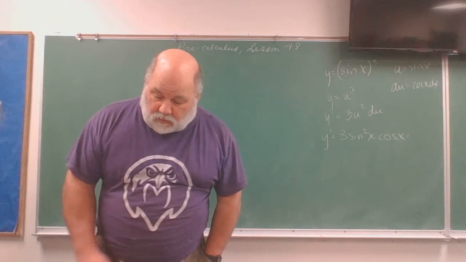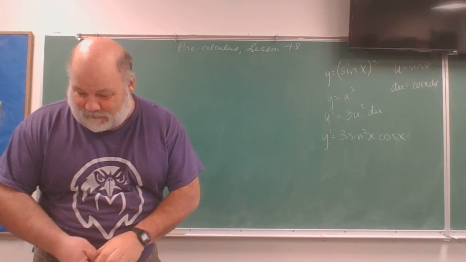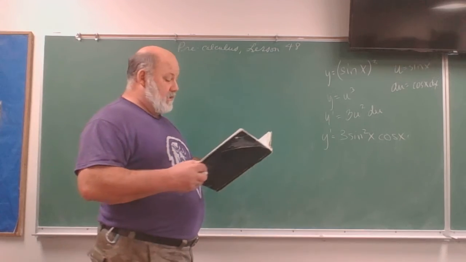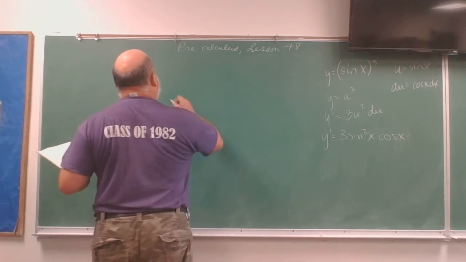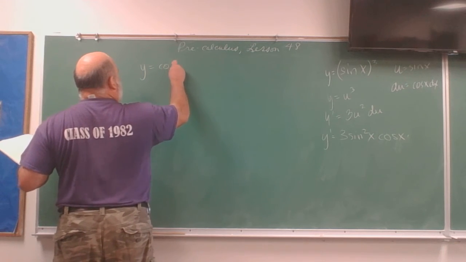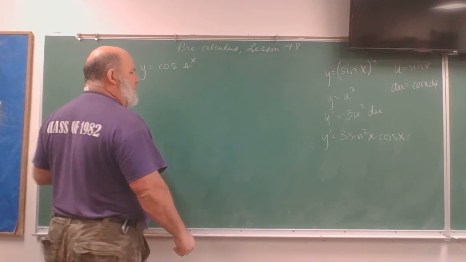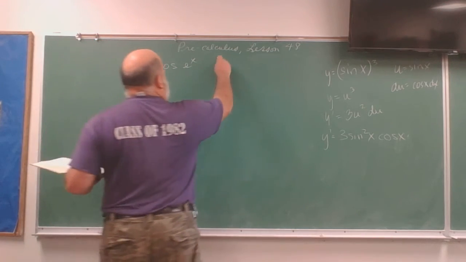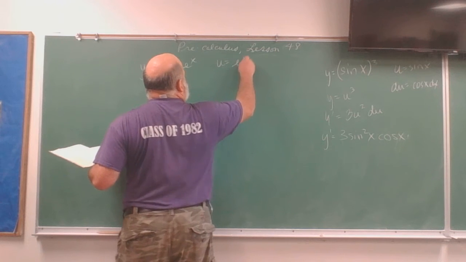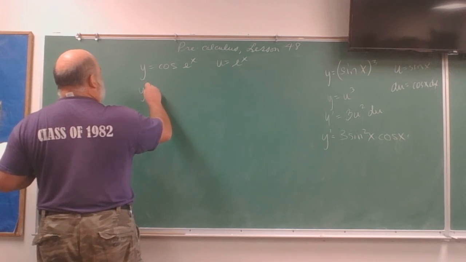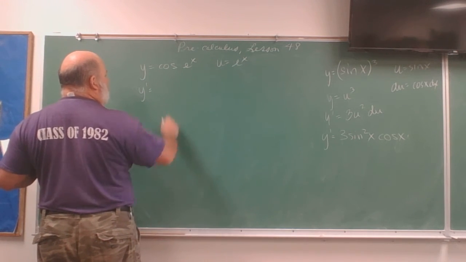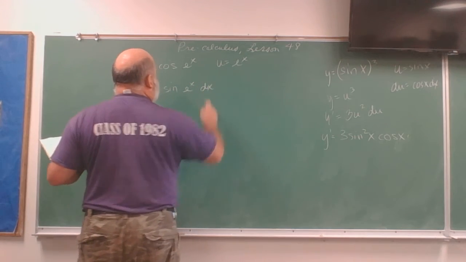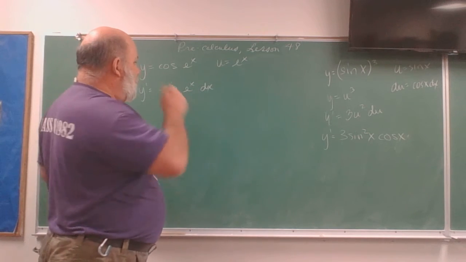If you've got it, you can go ahead and turn off the video. I'm going to go to, we only got two more. 48.6 says y equals the cosine of e to the x. What are we going to make u there? Are we going to make it cosine or are we going to make it e to the x? U in this case is going to be e to the x. Let's see what the derivative is going to be. The derivative of cosine is negative sine e to the x. The differential is dx.